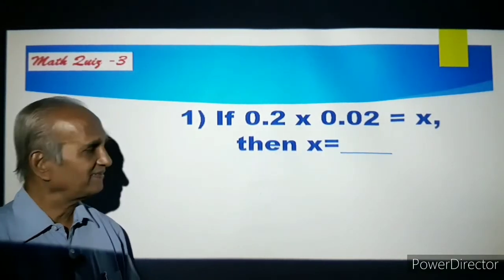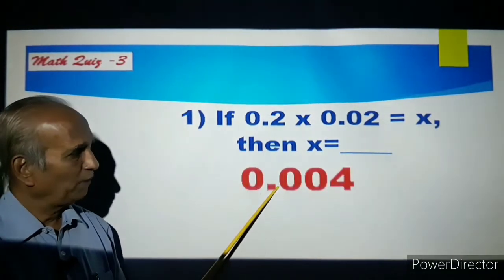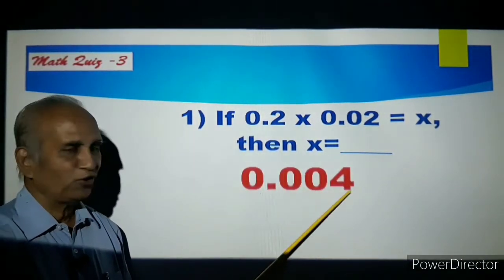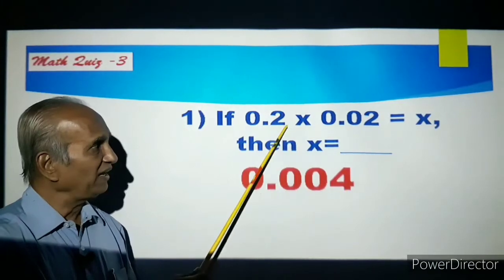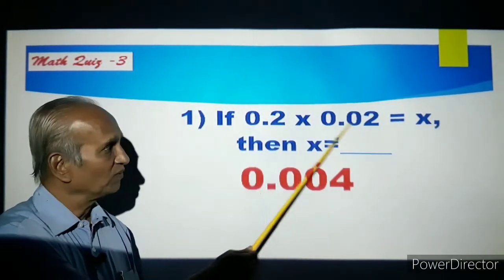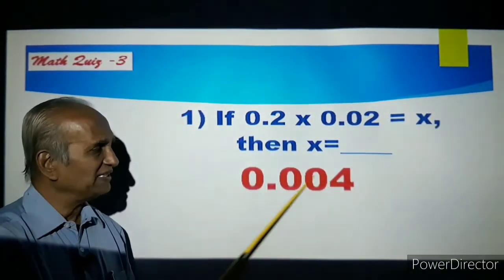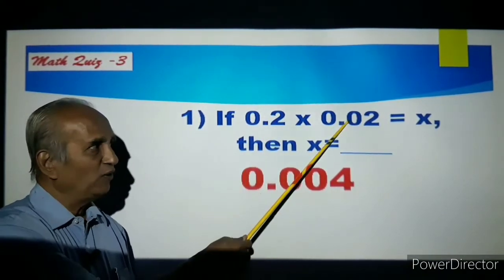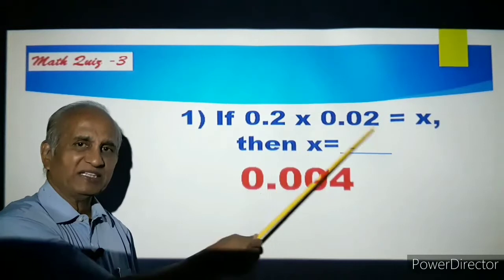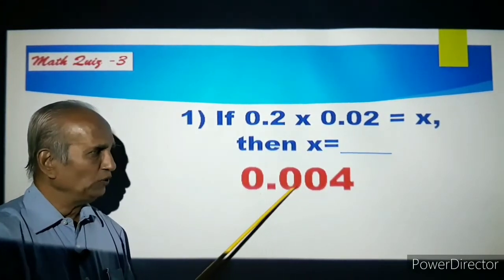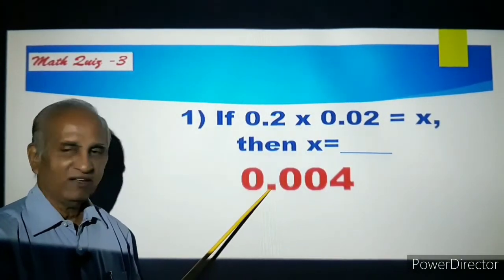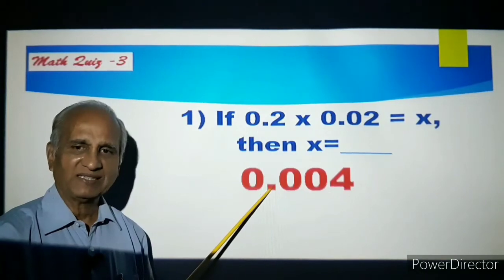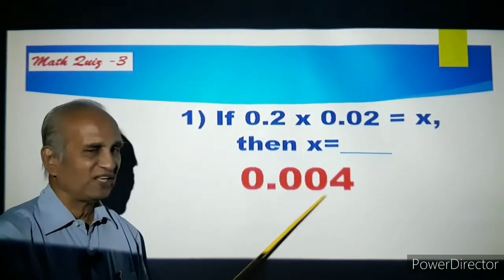The answer is 0.004. Look here, 2 into 2, it's 4. How many decimal places should the answer have? There's one decimal place here, two decimal places here, altogether 3. 1, 2, 3 decimal places, and we apply the point here. The answer is 0.004.